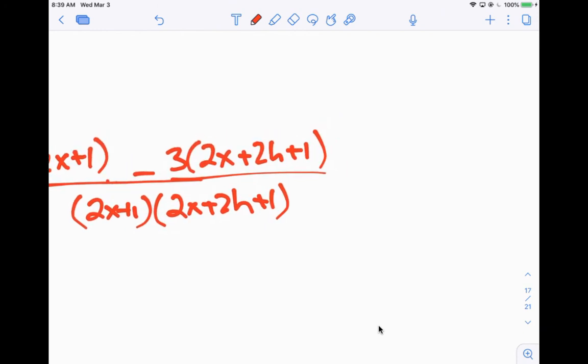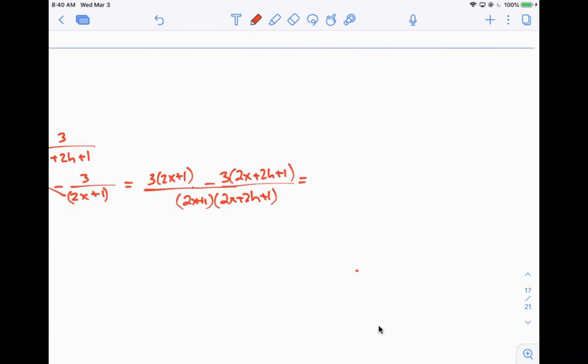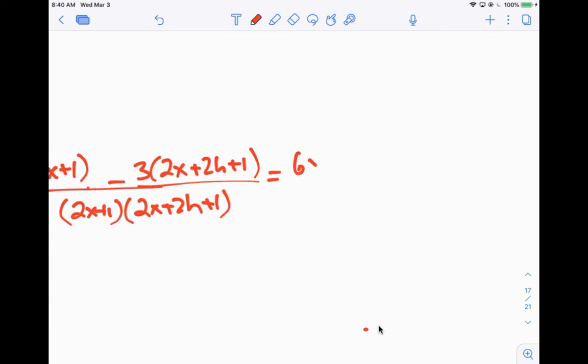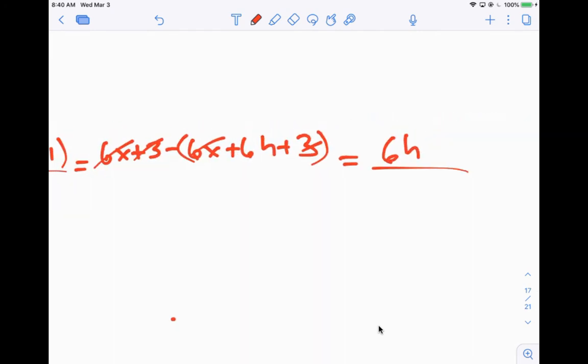Okay, math time. Zoom out a little bit, make sure I have room. Okay. 6x plus 3 minus 6x plus 6h plus 3. Okay, those are going to cancel. Those are going to cancel. I'm left on top with 6h over those two common denominators, 2x plus 1 and 2x plus 2h plus 1.